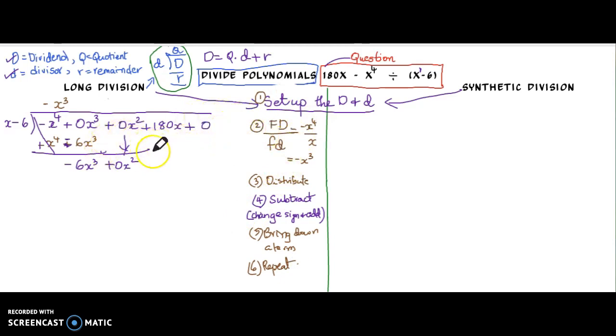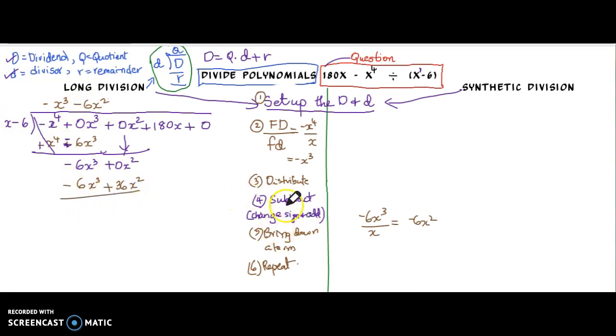So what we have to do is divide. The first term of the dividend becomes this now, negative 6x cubed, divided by the first term of the divisor, which is still x. So we get negative 6x squared. We write that there, negative 6x squared. And then we distribute to the divisor. When you multiply, you get negative 6x squared times x is negative 6x cubed. Negative 6x squared times negative 6 will be positive 36x to the second power.